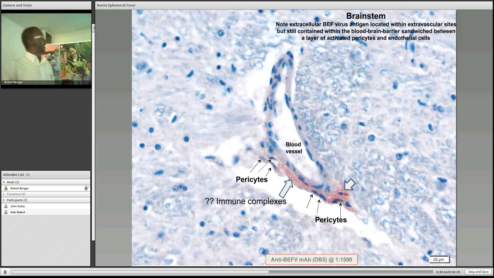Now again, the brains of these animals, this was quite remarkable. I just need to see more cases like this, and it will be a very significant finding. You can see this is a blood vessel again in the brainstem, a specific area of the brain, and there is this kind of staining around the blood vessel.